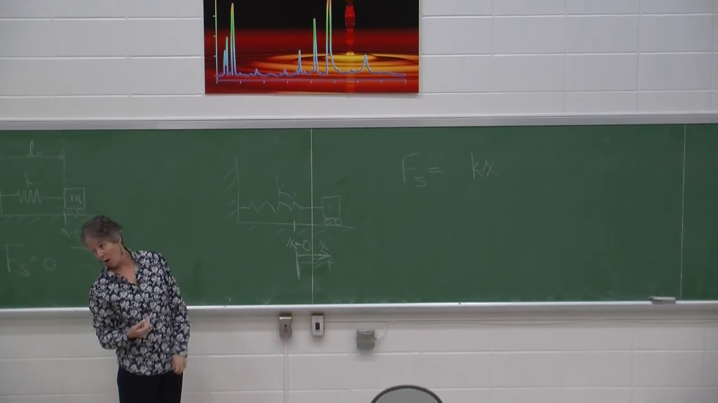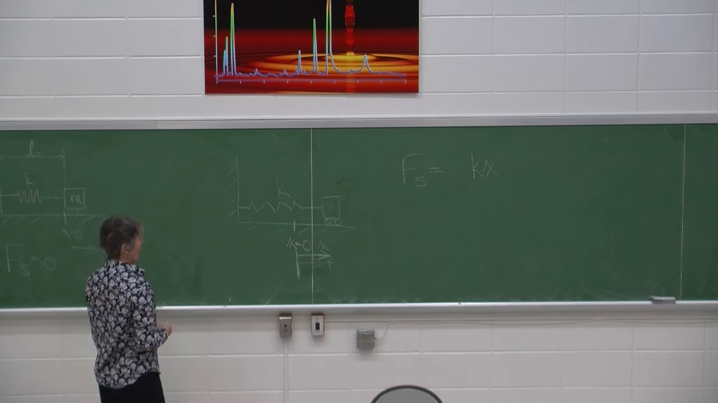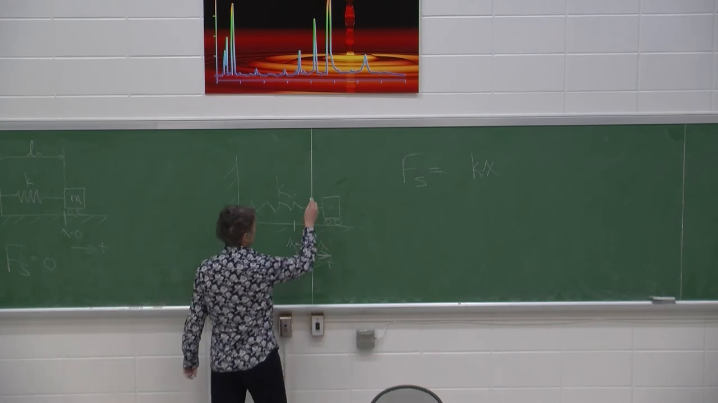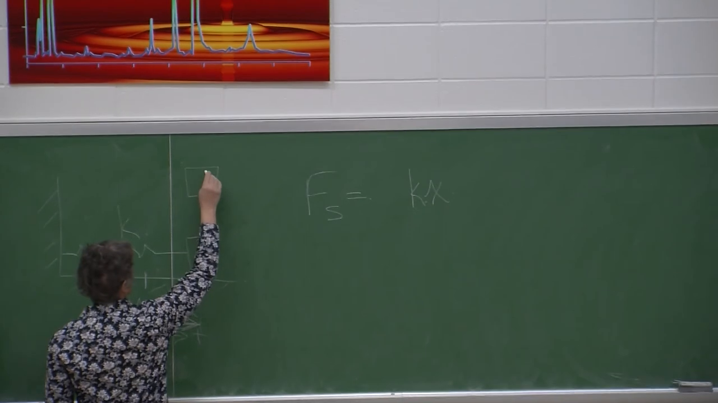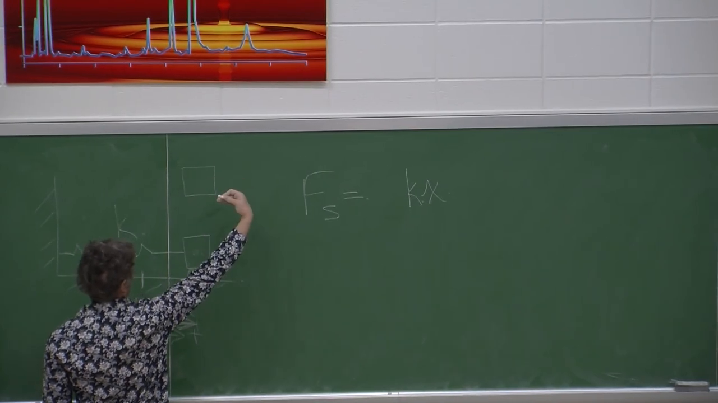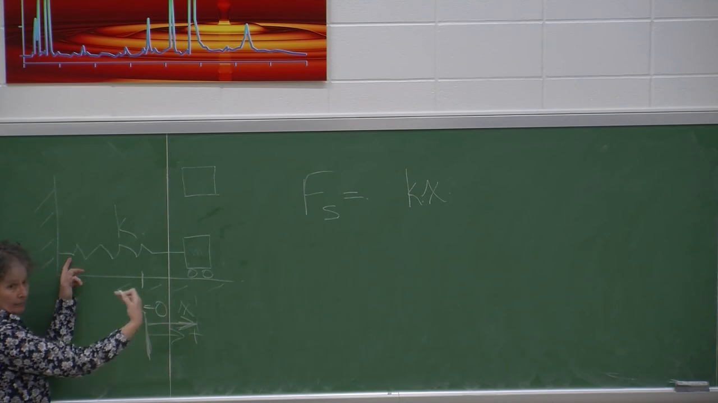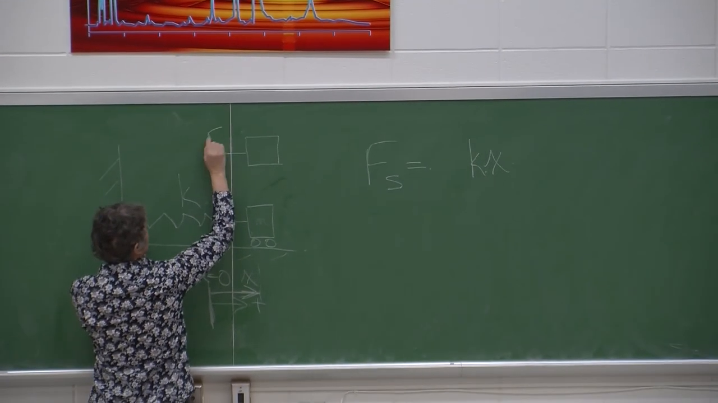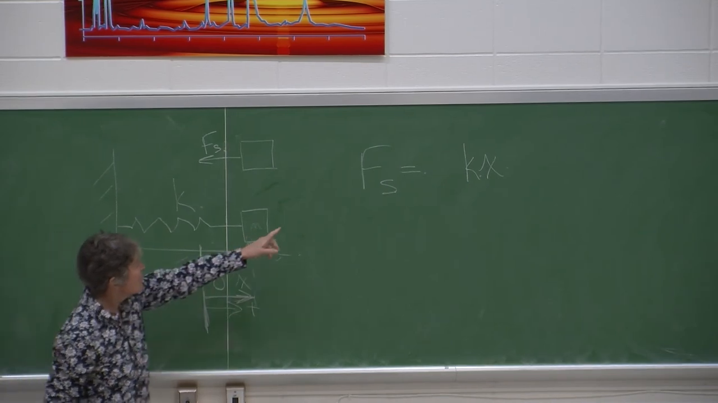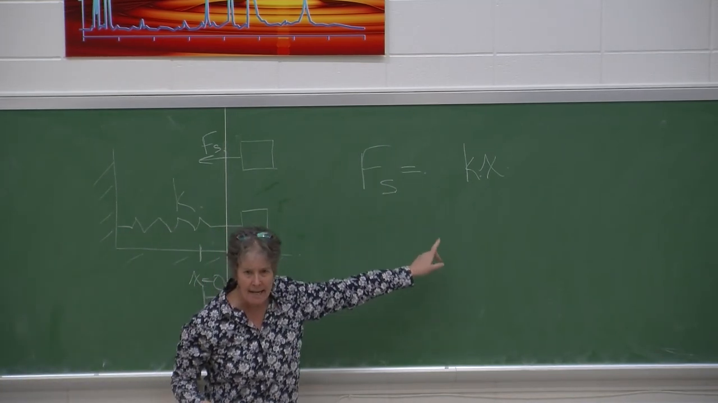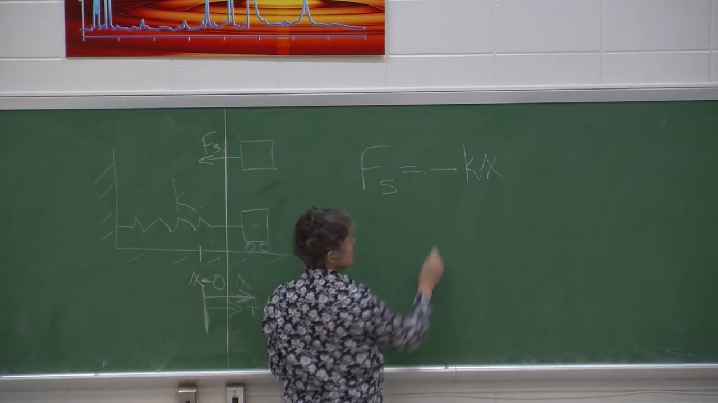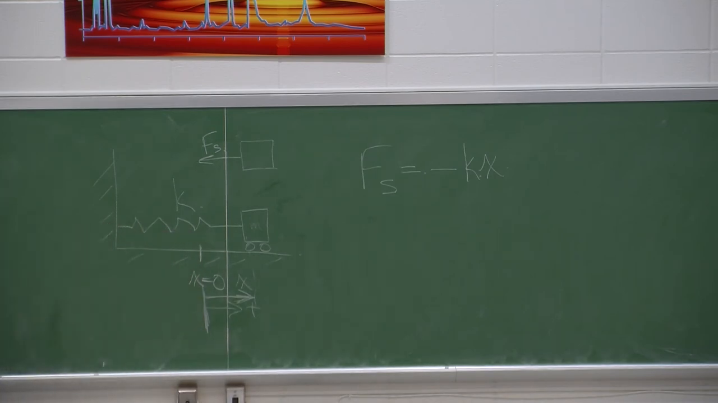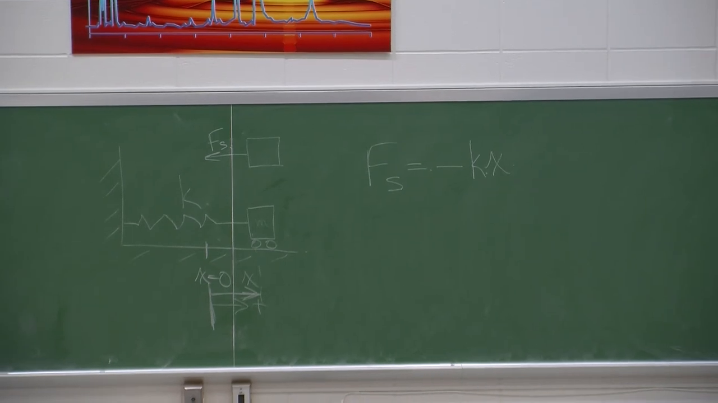Does anyone see anything wrong? Let's draw a free body diagram here to see if there's anything wrong. So there's a hand. But the spring force, that's a stretched spring. What's the sign of x? X is positive, Fs is negative. Gotta be. All right.